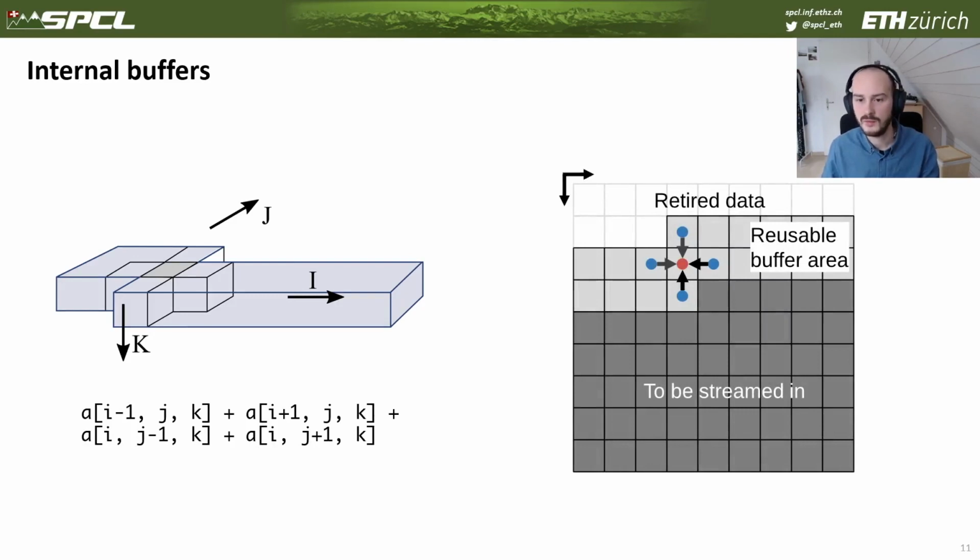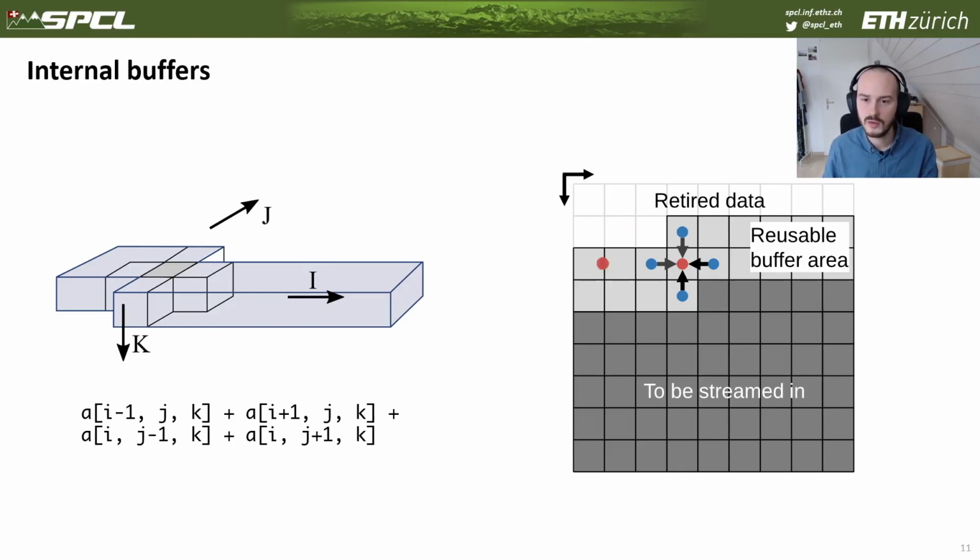We have some data. We have 3 classes of data. We have data that we have yet to stream in, either from memory or from another stencil node. Then we have data that we have read at least once, but that we will need again for one of the other offsets of the stencil, which is this reusable buffer area. And that's what we need to map to internal buffers. And then we have retired data, which is data that we have used in every offset where it will ever be needed, and we can safely throw it away.